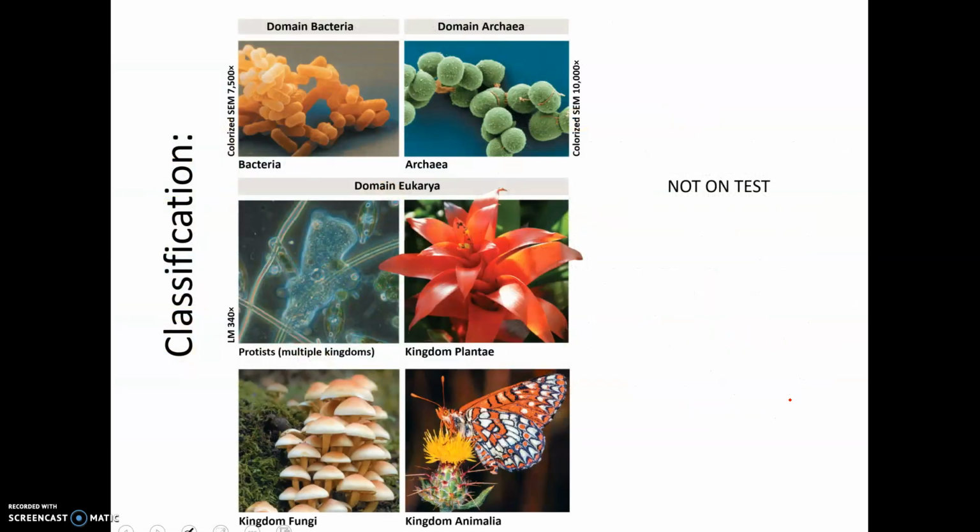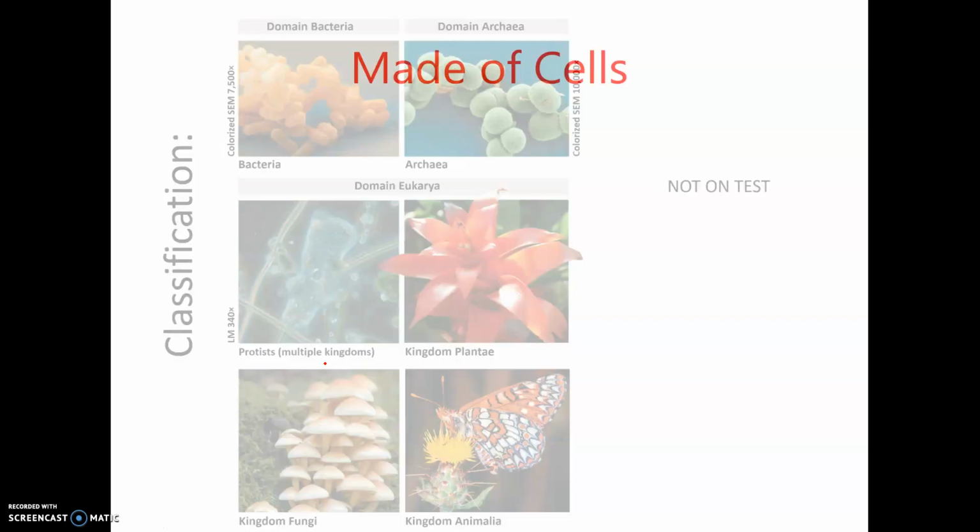These are the kingdoms. Again, this is not on the test. We're going to learn about the different kingdoms later on in the year, but bacteria, archaea, which is a unique kind of bacteria, plants, protists, which there's a lot of discussion of subdividing those, fungi and animals. So these are all different kingdoms with unique characteristics.